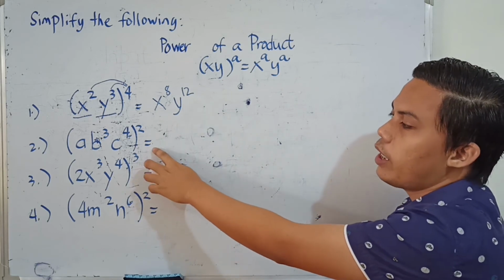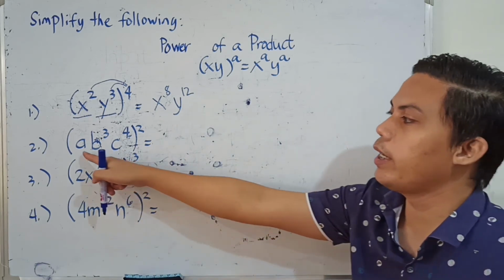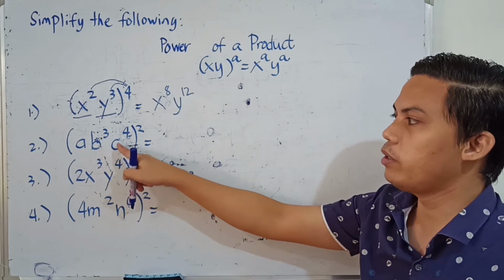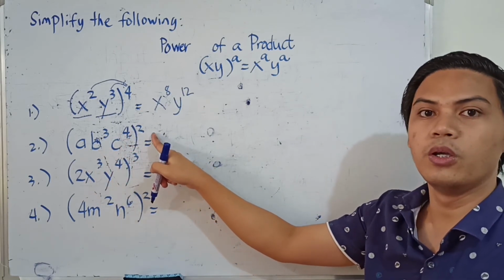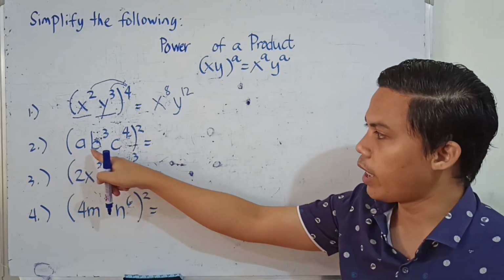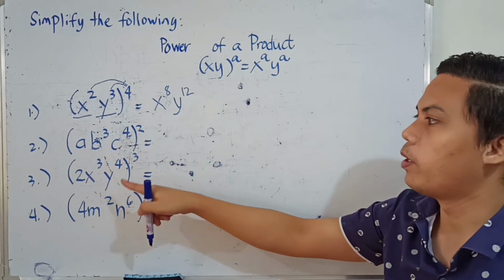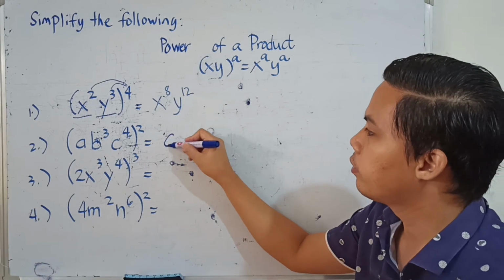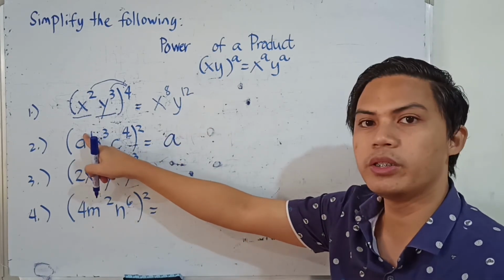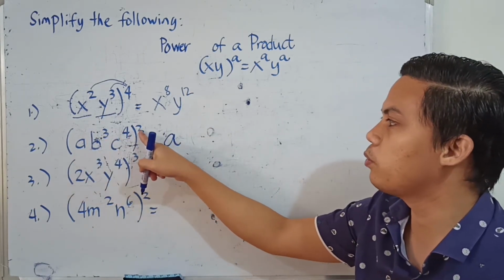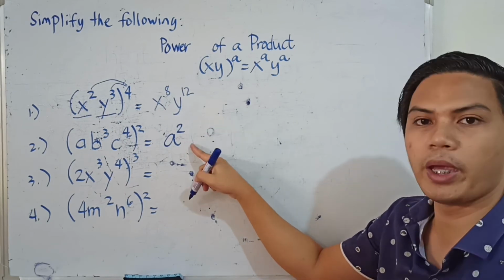Okay? Next, the quantity a, b cubed, c raised to 4, quantity raised to 2. Again, iisa-isahin natin yung mga base natin. I-raise natin sa power ng 2. Okay. A, may 1 na exponent dito. So, it would be 1 times 2. Kaya magiging 2 or squared.